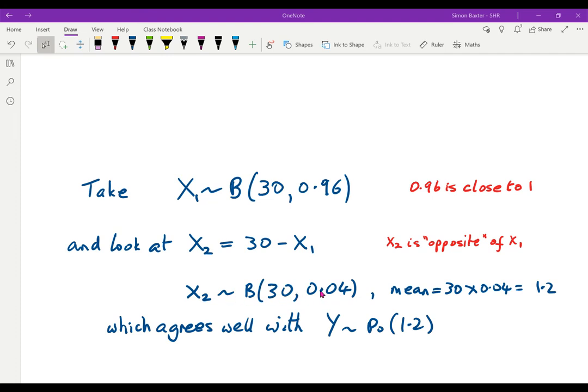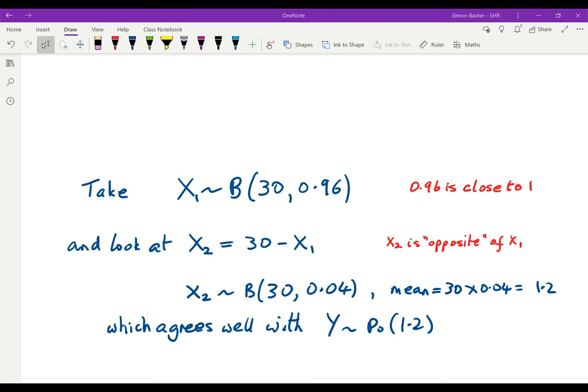Now, I do have a value of p which is small. But I've started with one which is close to 1. And that's what you must be looking out for. If the value of p is close to 1, a little bit of adjustment, and you can use a Poisson approximation.